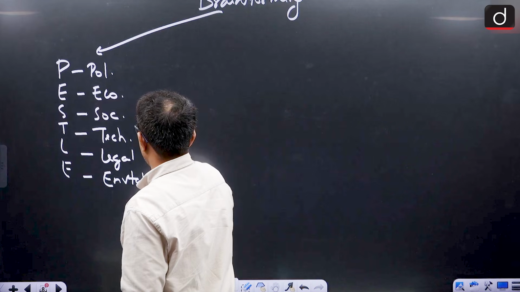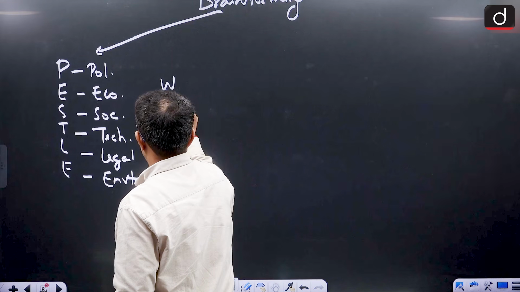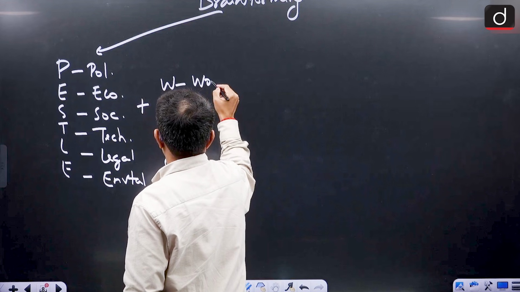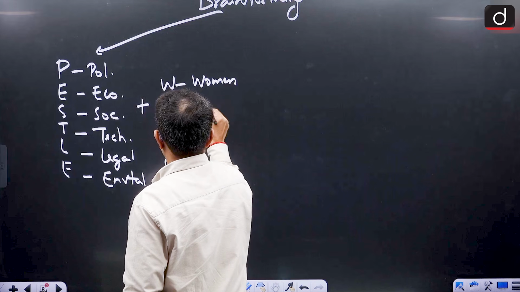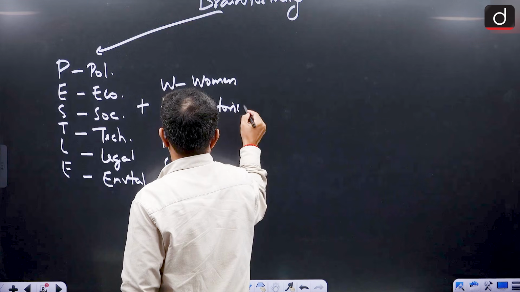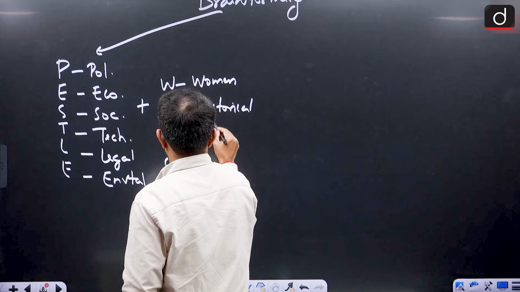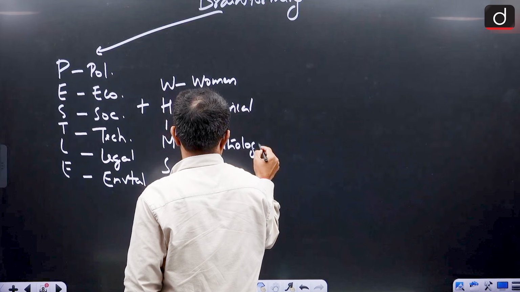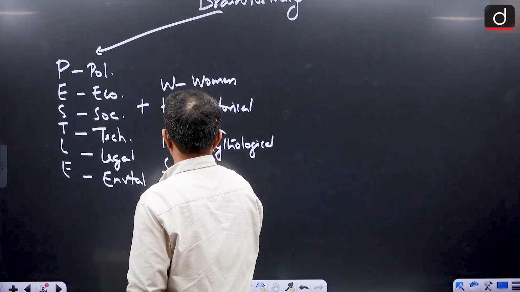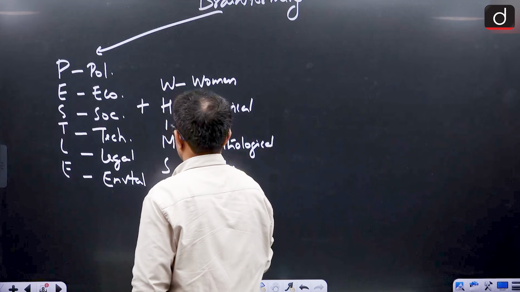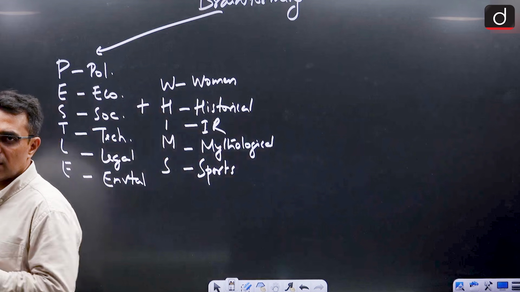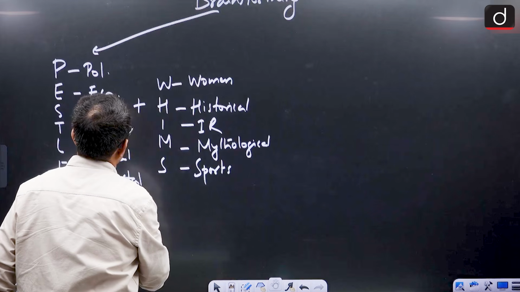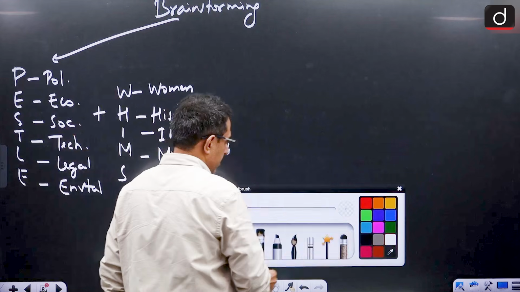Along with this, we can also add WHIMS. This is for women or gender perspective, historical perspective, then international relations perspective, mythological perspective, and also we can take the sports perspective, right? So these are some of the dimensions we can explore. That helps us in brainstorming and coming up with relevant points.